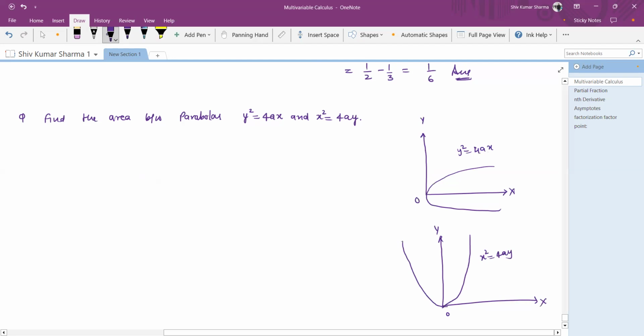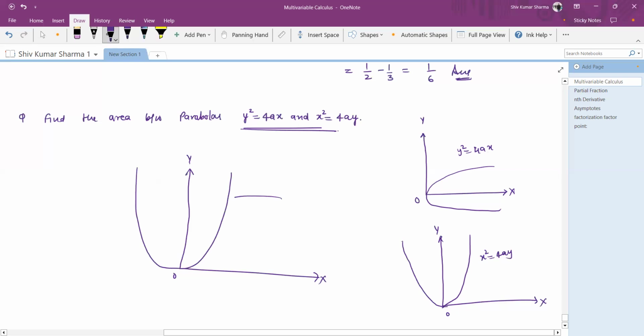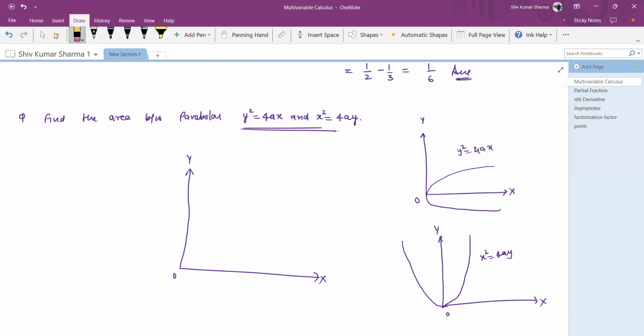Now here we are going to calculate the area between two parabolas. So for the two parabolas, we draw the curves. This is the x-axis, origin, and y-axis. First we draw this, and second we draw this parabola, y square equal to 4x.